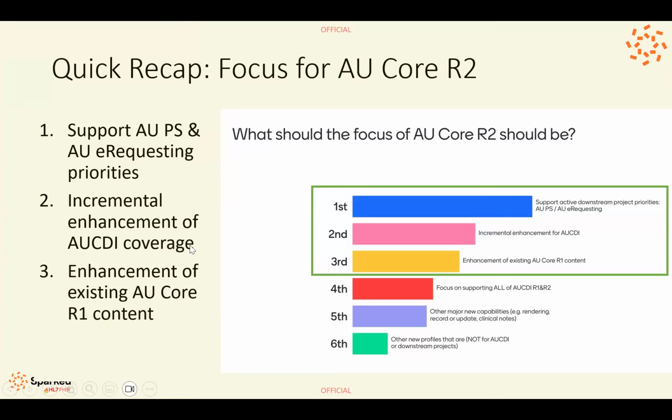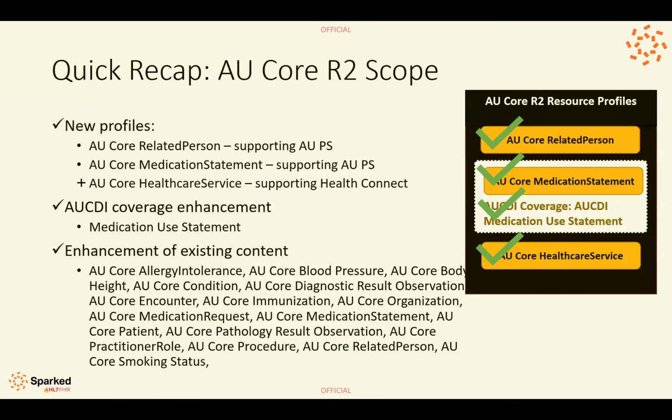We wanted to enhance AU CDI coverage. There are some data elements and one data group from AU CDI that we did not have coverage of in AU Core R1, so we wanted to increase that coverage. And basically, we wanted to refine through testing and implementation what was already in AU Core R1. That was the goal. So here's essentially what we agreed the scope was.